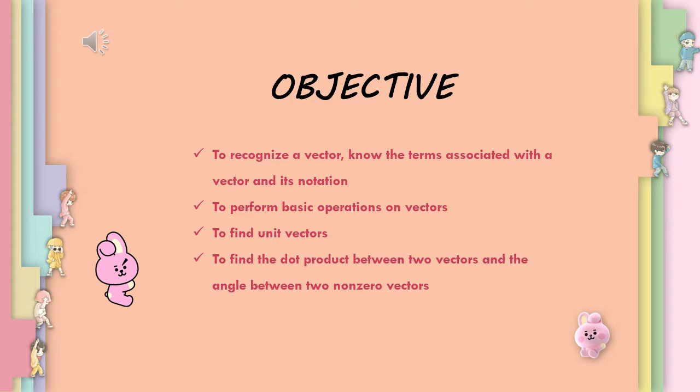Our objectives of the study are to recognize a vector, know the terms associated with a vector and its notation, to perform basic operations on vectors, to find unit vectors, and to find the dot product between two vectors and the angle between two non-zero vectors.